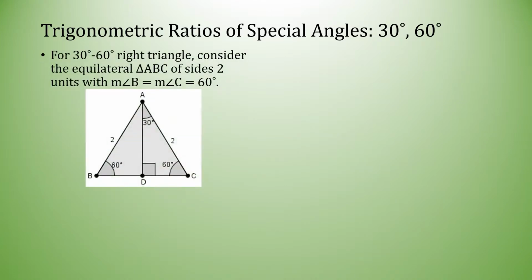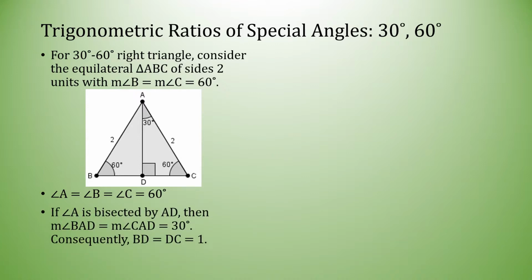For the 30 degrees, 60 degrees right triangle, we consider the equilateral triangle ABC of sides 2 units with the measure of angle B equal to the measure of angle C, which is equal to 60 degrees. In the figure we have triangle ABC, where AB, BC, and AC are equal to 2 units, and angle A, angle B, and angle C are equal to 60 degrees. If angle A is bisected by AD, then the measure of angle BAD is equal to the measure of angle CAD, equal to 30 degrees. Consequently, BD is equal to DC is equal to 1.